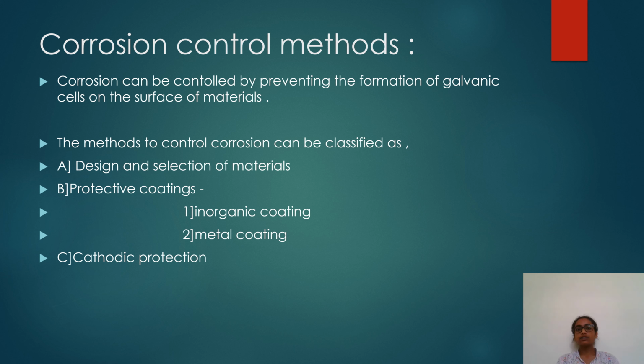Moving on to the next, let us know how to control corrosion. Corrosion control methods: corrosion can be controlled by preventing the formation of galvanic cells on the surface of the materials. The methods to control corrosion can be classified as: first one, design and selection of materials. Second one, protective coating. In protective coating, we have classified it into two types, that is, inorganic coating and metal coating. Next is cathodic protection.